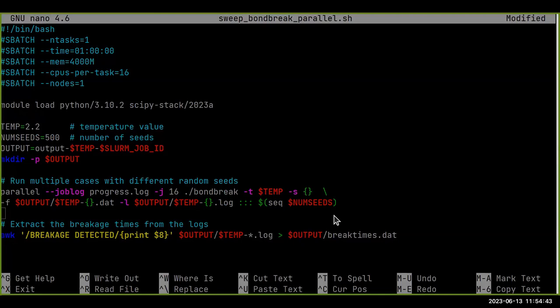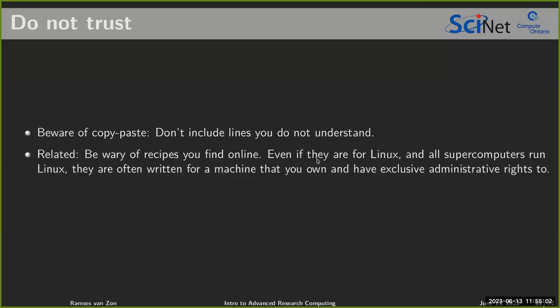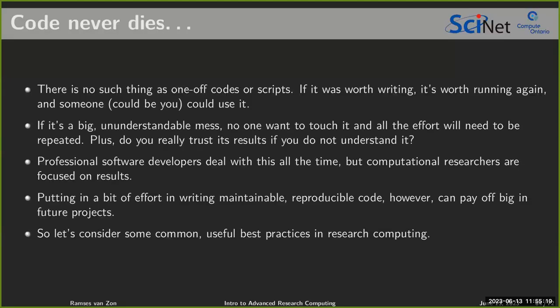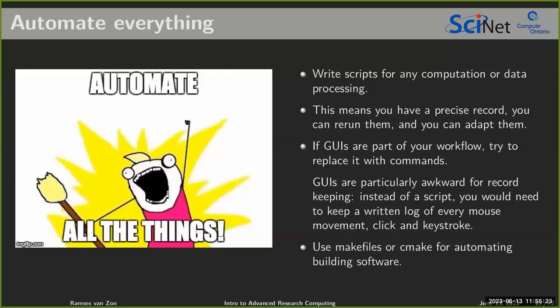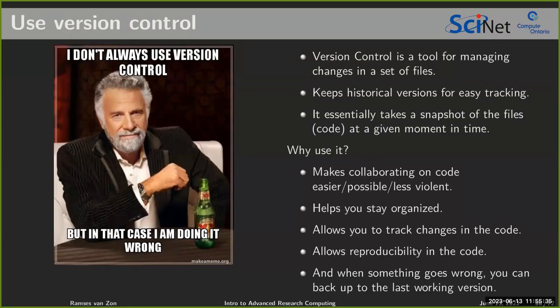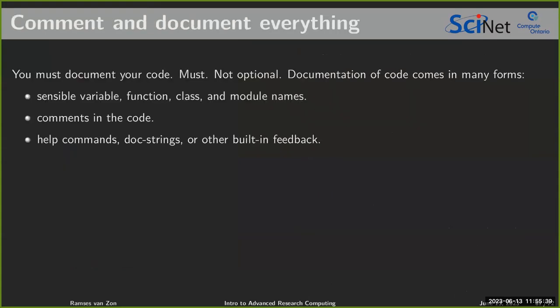Let me just start wrapping up. Okay, where are we? The rest of the slides are just some tips on doing research computing, and we don't really have the time for that, but they consider things like best practices on writing maintainable code, automating things, writing scripts, using version control. If you've not used version control, go to the session that James is going to give on Git. It saves you from a lot of issues.